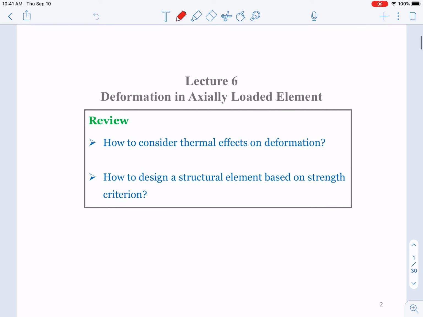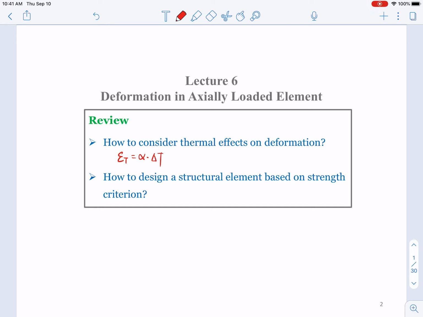So in chapter 2, we have talked about the thermal effect on deformation. We have introduced the thermal effects and how we can consider them in structural analysis. Basically, the thermal effect can be described by two equations. The first one is the thermal strain: thermal strain equals alpha times delta T.